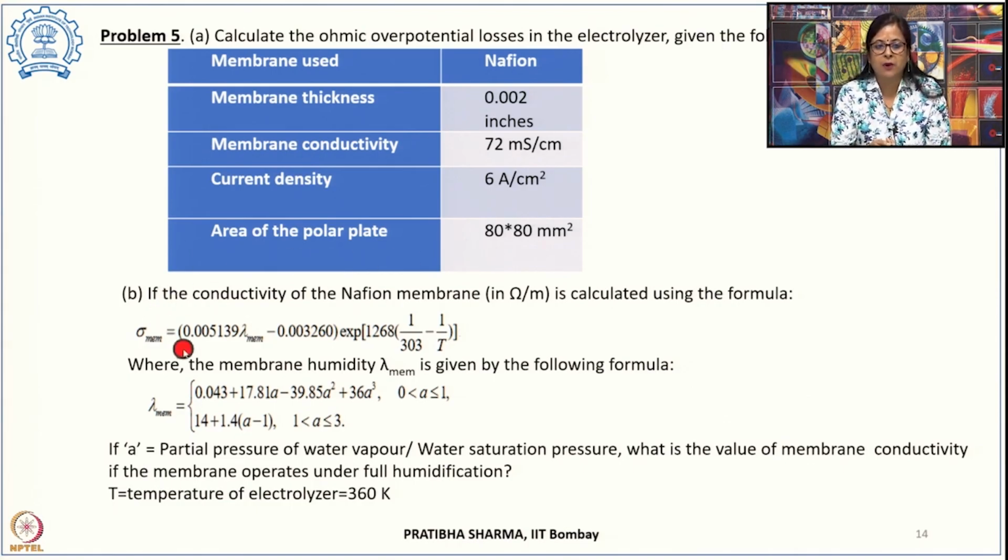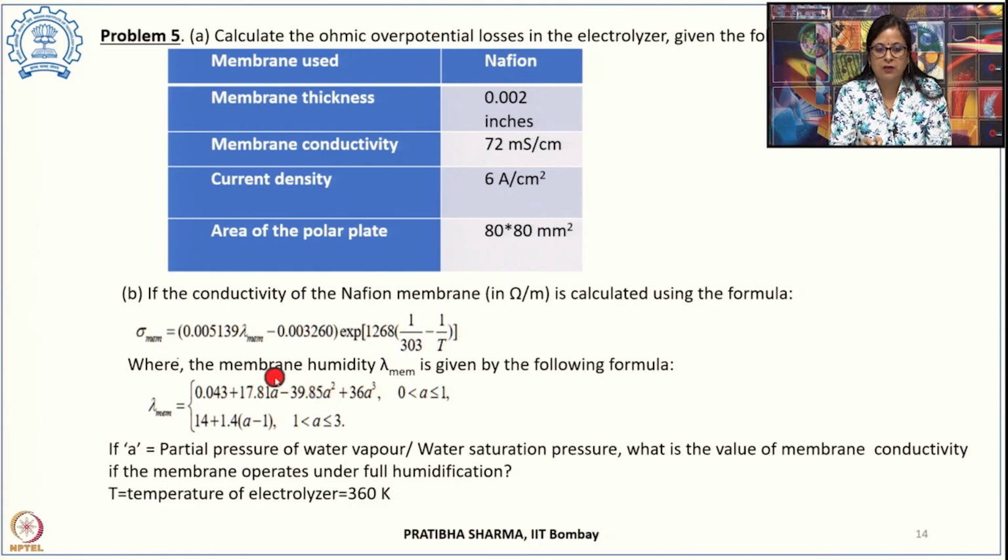Now, the second part is we have been given the relationship of membrane conductivity and the humidity. So, the conductivity of the Nafion membrane which we have used in this electrolyzer is expressed in ohm per meter, and it is given by the formula that conductivity is 0.005139 lambda membrane, which is the membrane humidity, minus 0.003260 exponential of 1268 in bracket 1 upon 303 minus 1 upon T. T is the temperature of the electrolyzer.